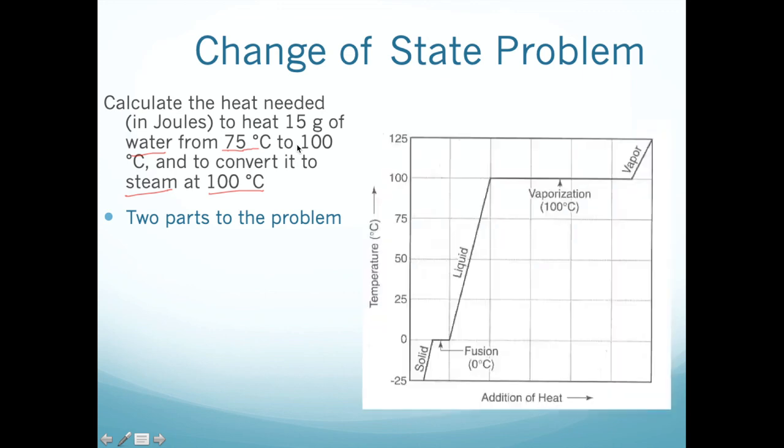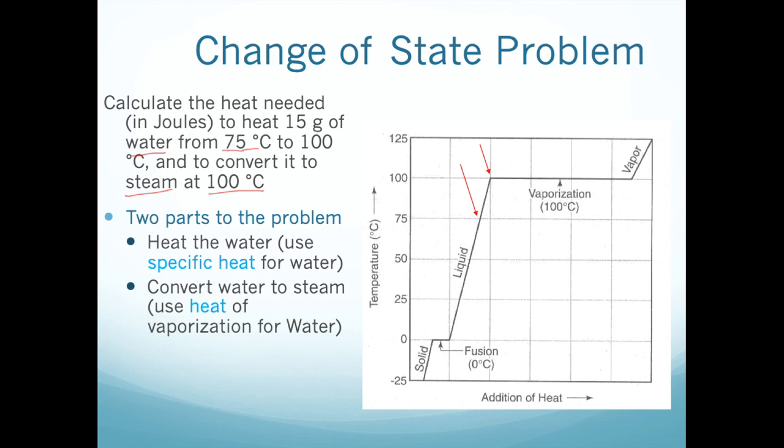So again, if you want to visualize this, we're starting off with 75 degrees Celsius liquid water, and we're warming it to 100 degrees Celsius. So notice that we have a change in temperature, and this is going to use Q is equal to mc delta T. Now, we have liquid water at 100 degrees Celsius. We want to convert it into water vapor at 100 degrees Celsius. Keep in mind that this involves heat of vaporization for our 15 grams of water.